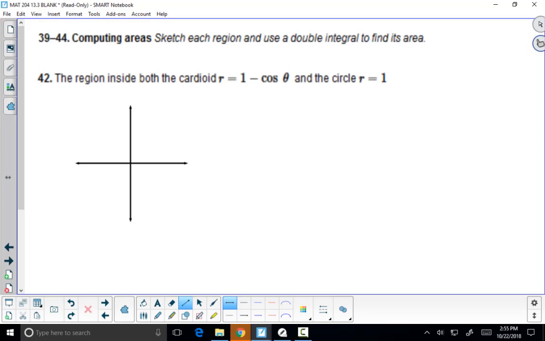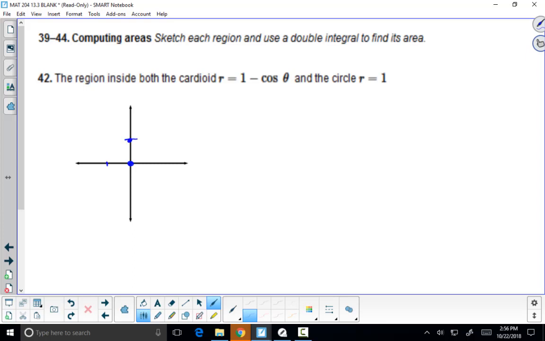And again, who knows which way the dimple is on that cardioid. So we'll let theta be 0. Cosine of 0 is 1, so cosine of theta is 1, and 1 minus 1 is 0. That doesn't help a ton. Start rotating. Pi over 2: cosine of pi over 2 is 0. Subtract that from 1, and we get 1.